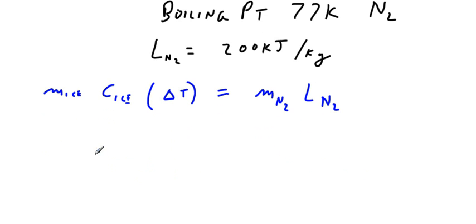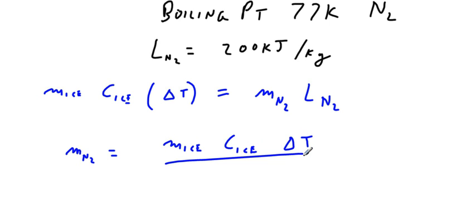So I'm going to rewrite it and say the mass of the nitrogen, which is what I'm trying to calculate, is going to be the mass of the ice, the specific heat of the ice, delta T, divided by the latent heat of evaporation of the nitrogen gas.